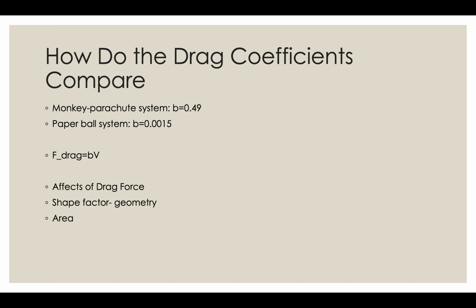A larger drag coefficient multiplies the velocity of the system by a larger magnitude, giving a larger magnitude for drag force, as shown in the equation here. The drag coefficient is affected by the geometry of the system as well as the surface area. The surface area and geometry of a parachute are more ideal to increasing drag than a ball without a parachute.